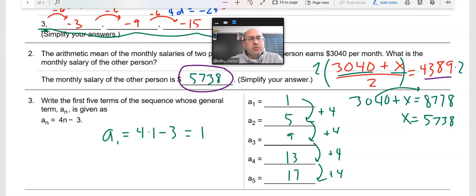Because what I want you to realize is that you don't always have to plug in 1, 2, 3, 4, 5. You could just plug in 1, find the first term, and then realize because it's a linear pattern, you know that the slope is the common difference. So we know that this thing's going up 4 every time. So I could just go up 4, up 4, up 4, up 4, and be done with it. I don't need to plug 1, 2, 3, 4, 5 in. I can just add 4, and I know you can too, because you're that smart. Okay. Next.